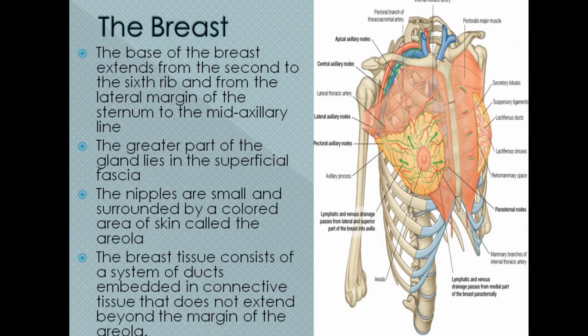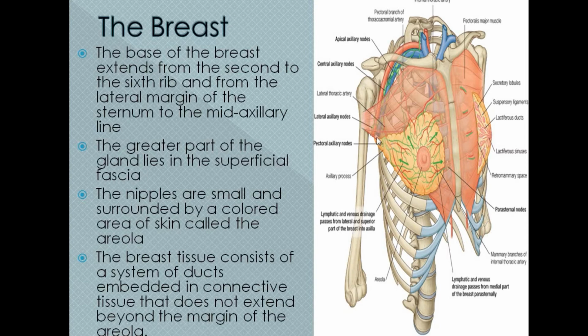The base, or bed, of the breast extends from the second rib to the sixth rib. So vertically the extent of the breast is from the second to the sixth rib, and its transverse or horizontal extension is from the lateral margin of the sternum up to the mid axillary line. So it is somewhat circular, but its vertical extent is from the second to the sixth rib, and horizontally from the lateral margin of the sternum up to the mid axillary line.